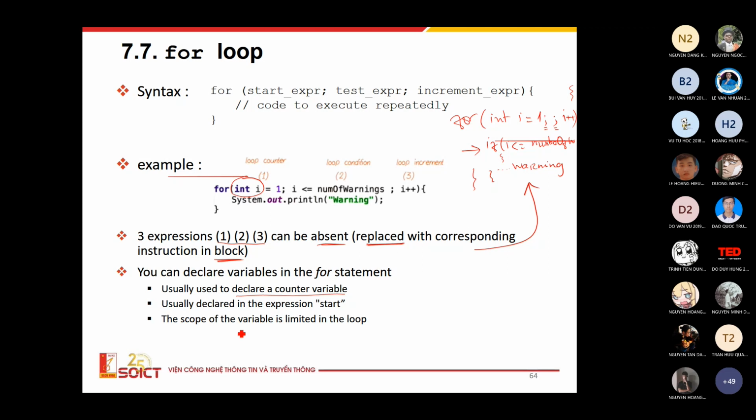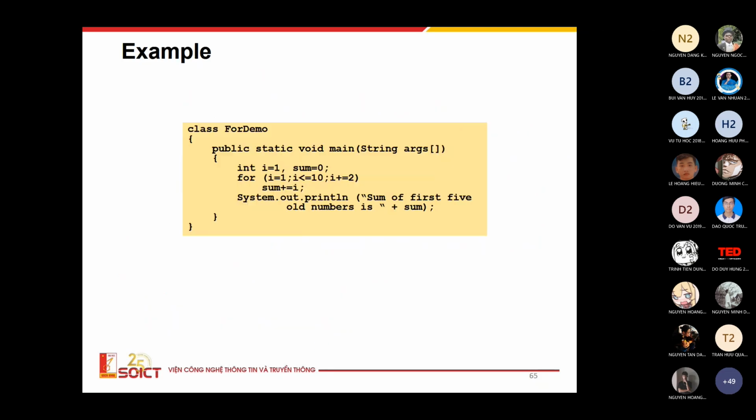Okay. And of course, when you declare int i in this for, the scope of i here is limited to the loop. This is the remark you have to remember. Okay. And this is an example, and you will try to figure out what the result is.